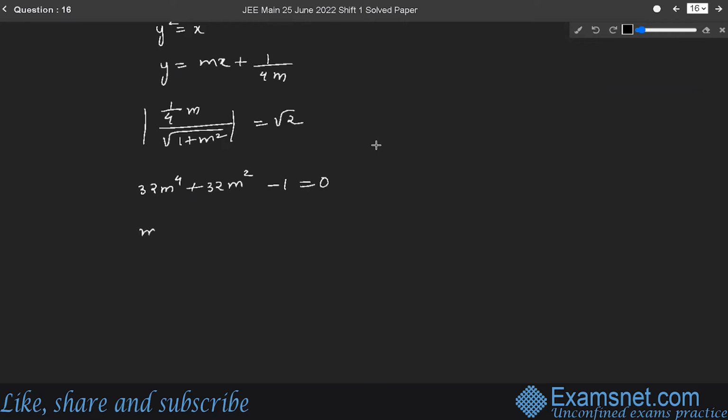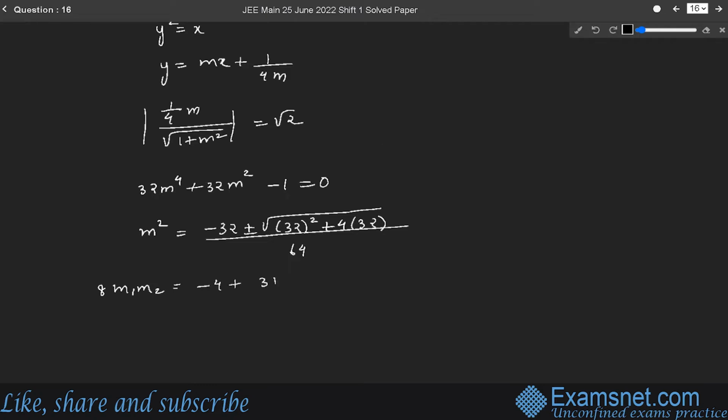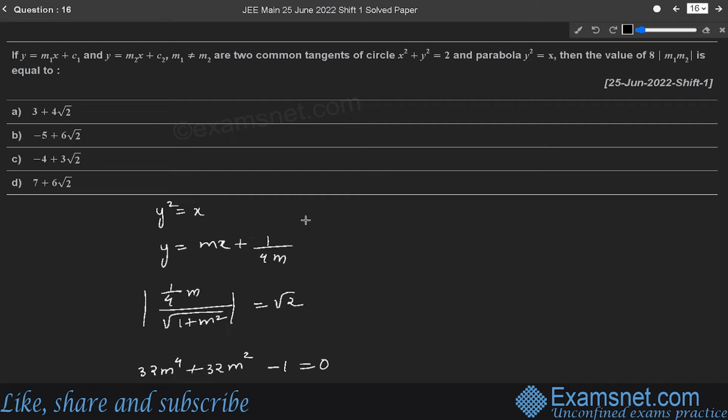It implies that m square is equal to minus 32 plus minus under root of 32 whole square plus 4 into 32, and whole divided by 64. So 8 into m1 into m2 will be equal to minus 4 plus 3 into root 2. Hence, we can say that the correct option for this question is option number C.